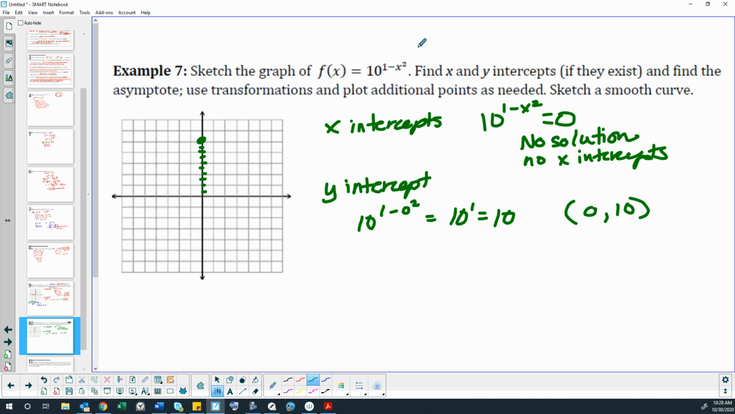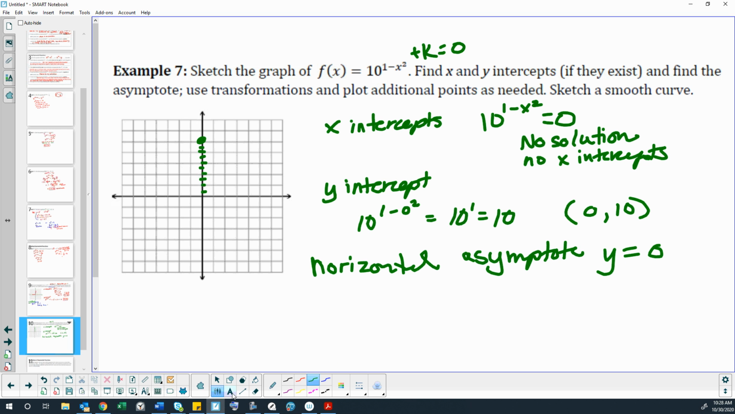All right. What's our k value? Is there an extra number being added after our exponential? There's not, is there? So that should mean that our horizontal asymptote, so k is just 0, right? So our horizontal asymptote should be at y equals 0. Let's sketch that in. Which makes sense because there were no x-intercepts, right?